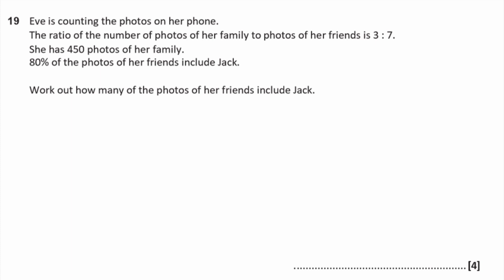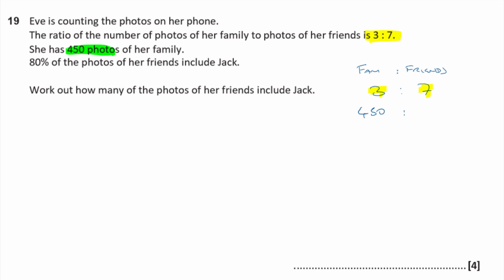So the ratio of the number of photos of family to friends is in the ratio of 3 to 7. Let's start with that. So let's start with this ratio. Fam to friends is in the ratio of 3 to 7. Okay, so that's where we got those from. And then we know that there are 450 photos of the family, so that's on this side, isn't it? So family is this side, so this is 450. So how many friends photos are there?